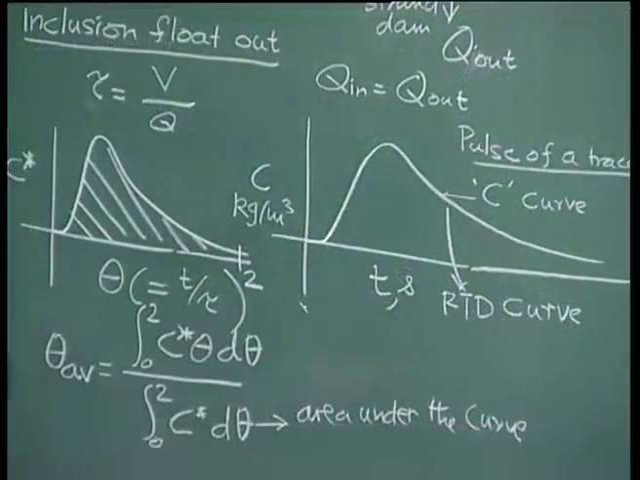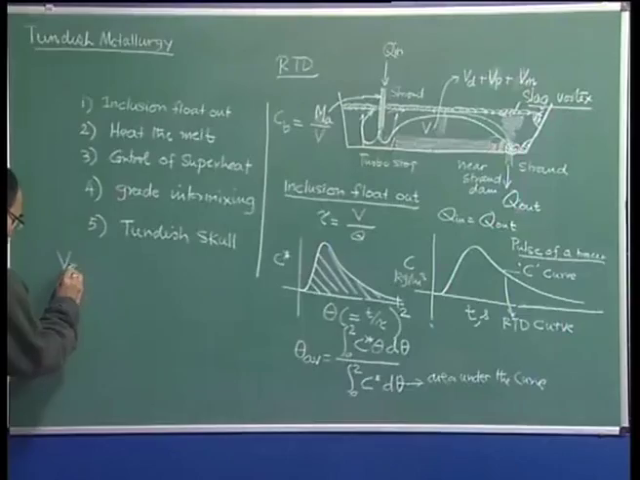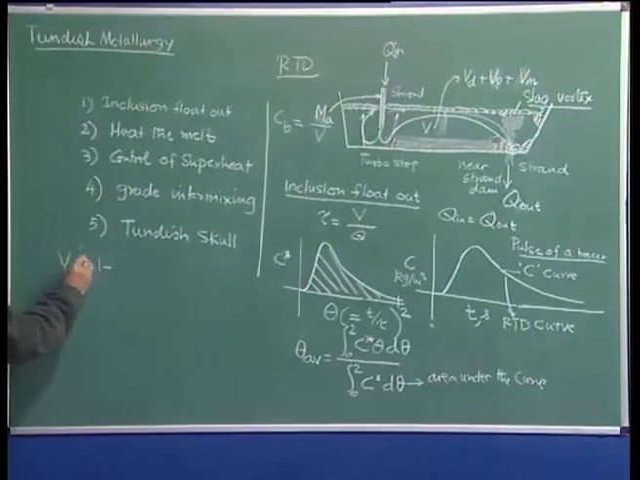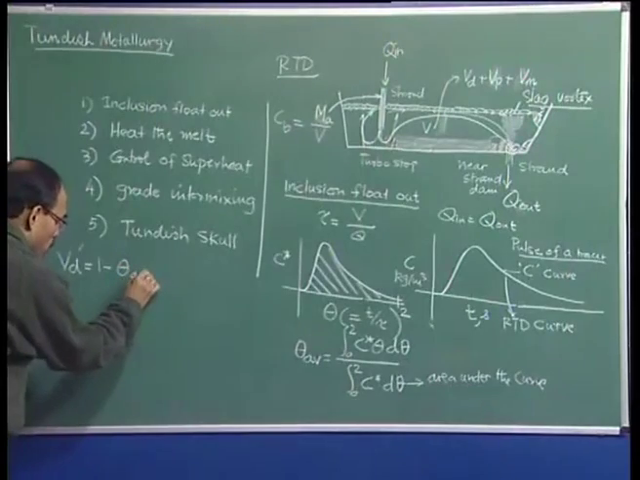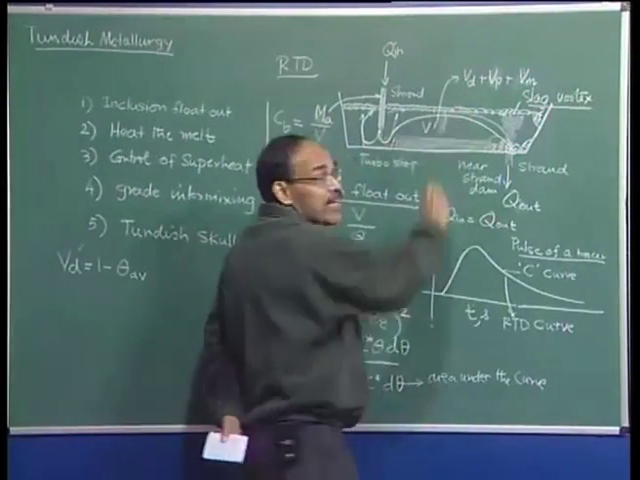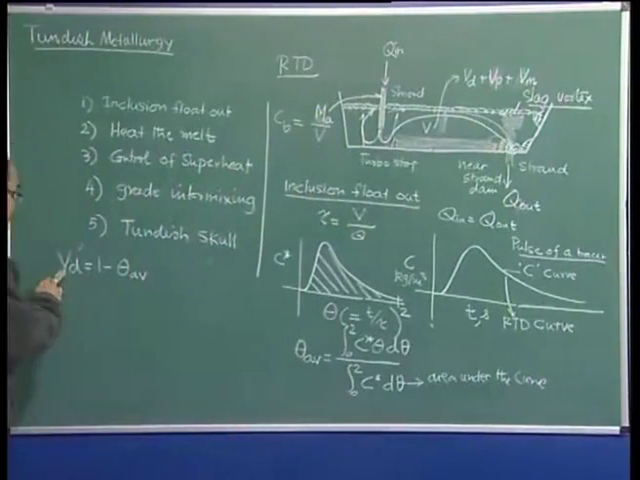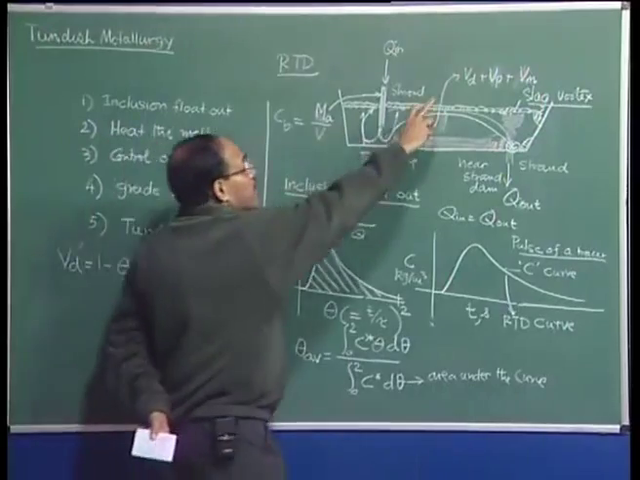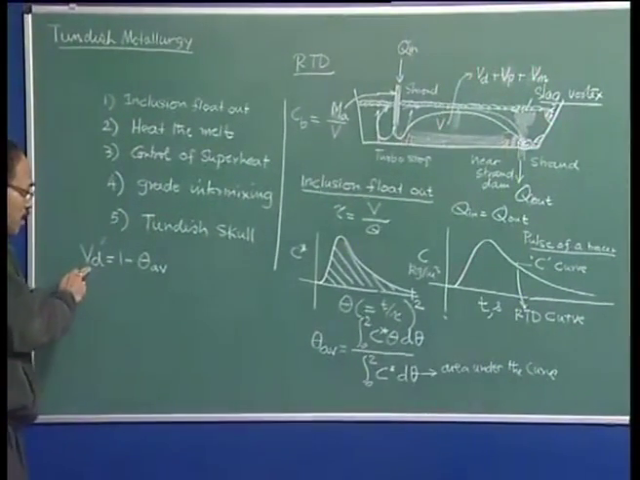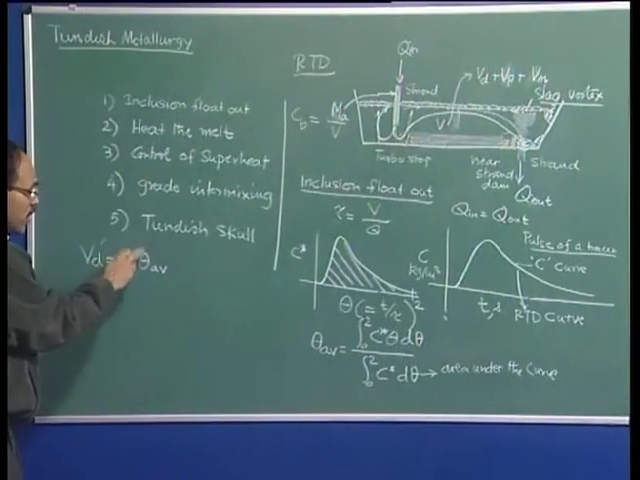So, once you can determine theta average, by definition, Vd, I am not going to go into the derivation, is equal to 1 minus theta average. So, this is the extent of dead volume Vd in meter cube, while this is the dead volume fraction, which is Vd divided by total V. So, the dead volume fraction, which is again dimensionless, is going to be equal to 1 minus theta average.